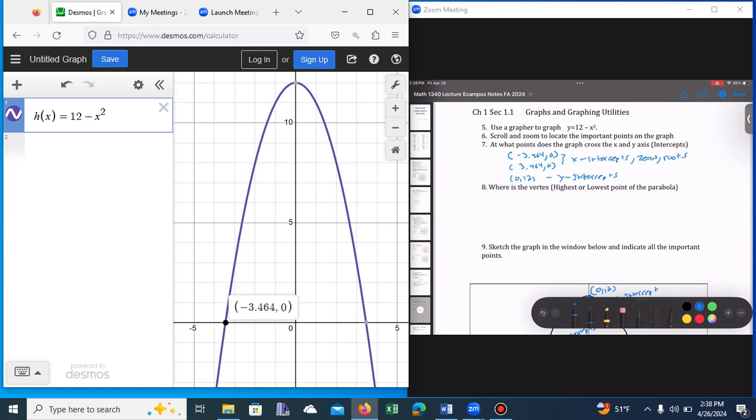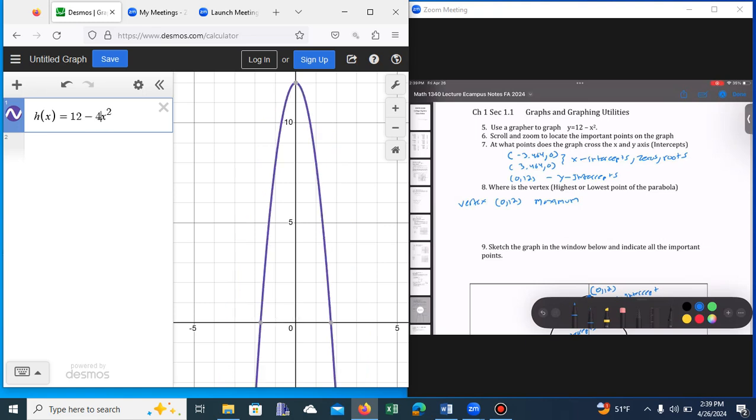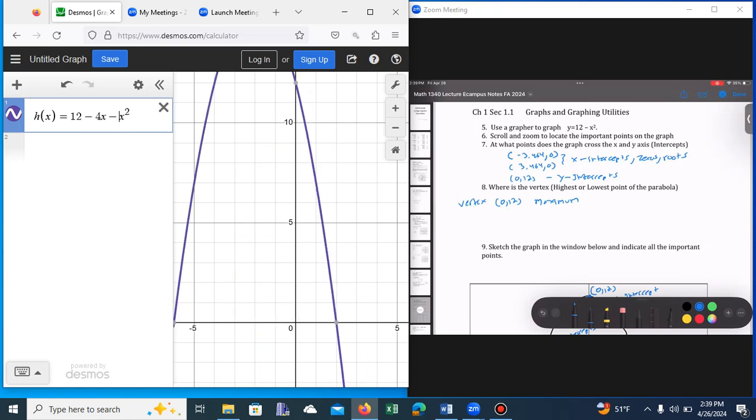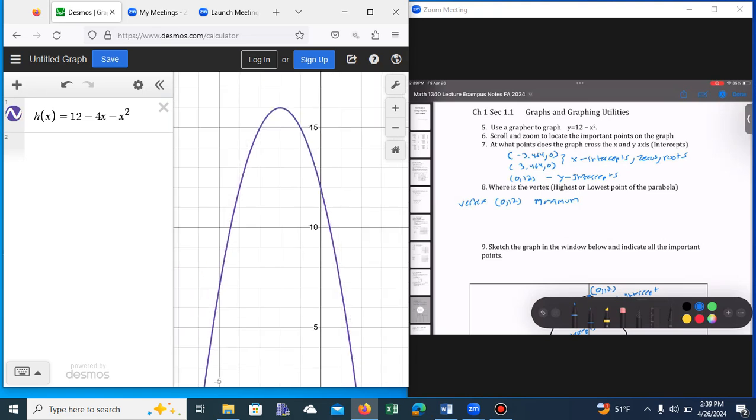Okay, the vertex is your highest or lowest point. In this case, your vertex is 0, 12, which just happens to be the y-intercept. It's the max point. There's no lowest point because it's an upside down parabola. And it doesn't always end up at the x-axis. If I were to do this, you can see it shifted off to the side.